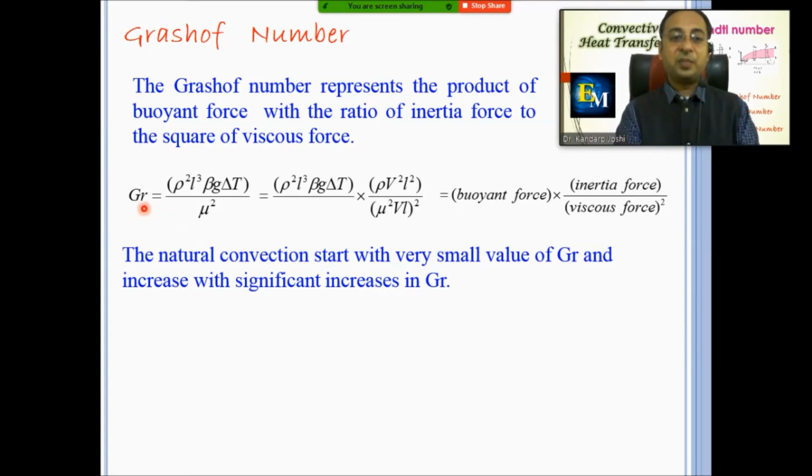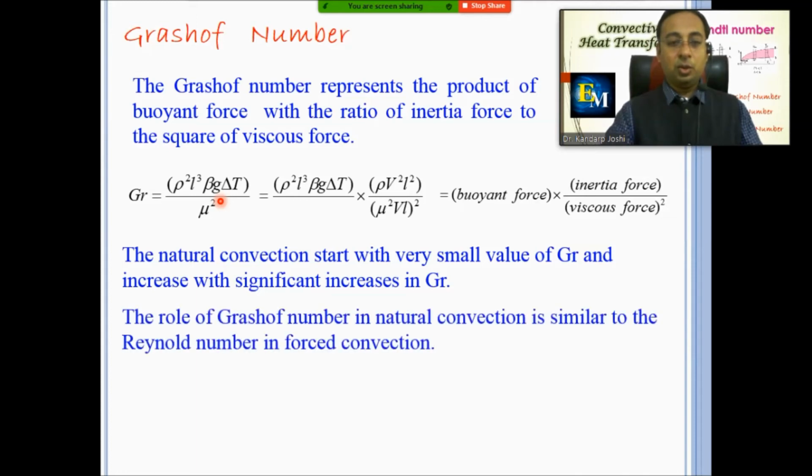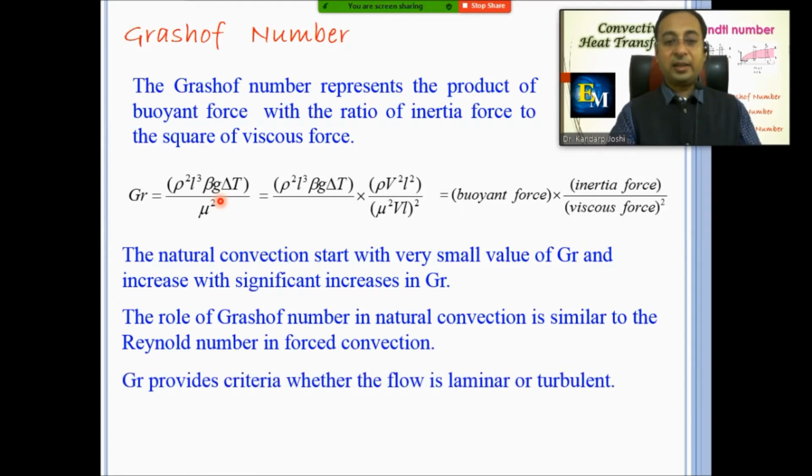Now Gr, the Grashof number, is connected with natural convection, right? Because g is there. We discussed this in the first lecture on the natural convection mechanism. Natural convection occurs because of gravitational acceleration, right? So the role of Grashof number is similar to the role of Reynolds number, but Reynolds number is used for forced convection, whereas Grashof number is used for natural convection. Grashof number provides the criterion for whether the flow is laminar or turbulent, but for natural convection.